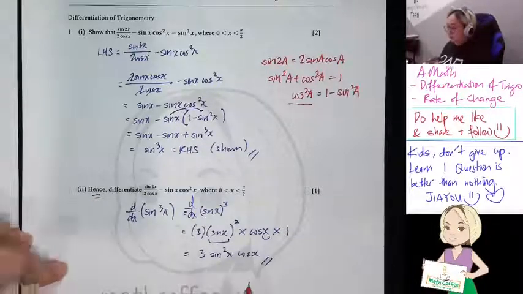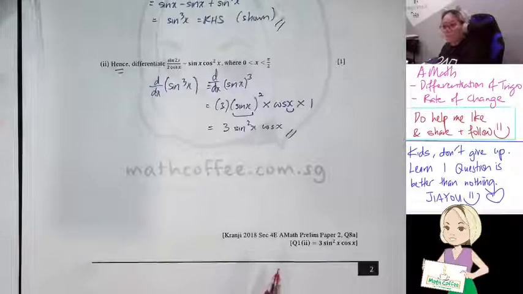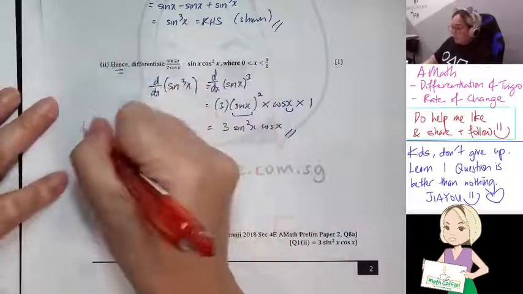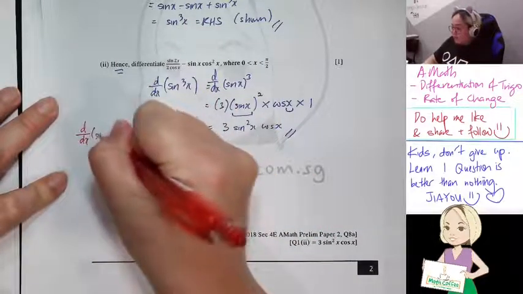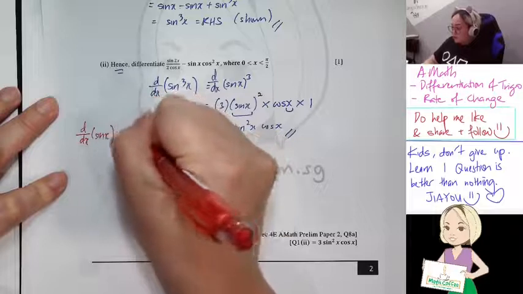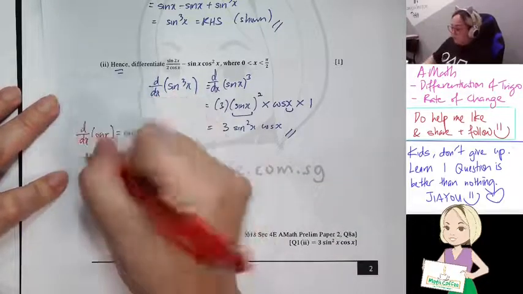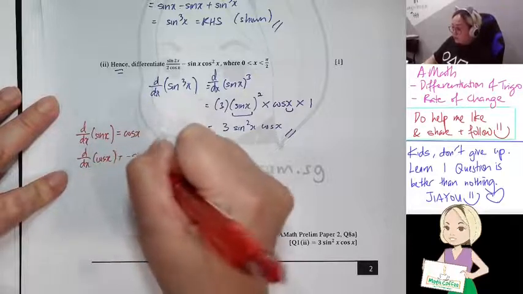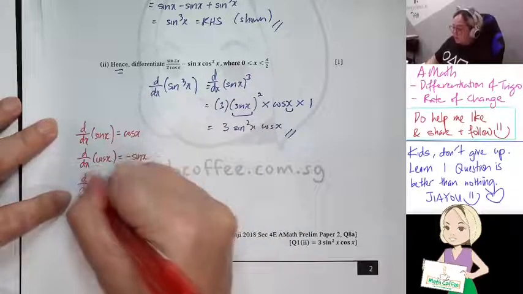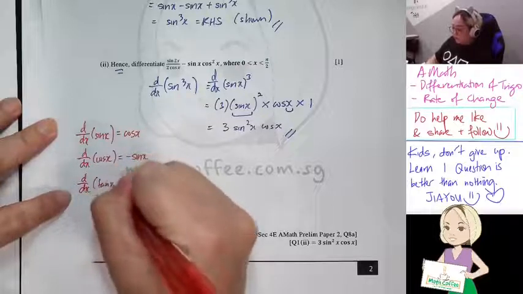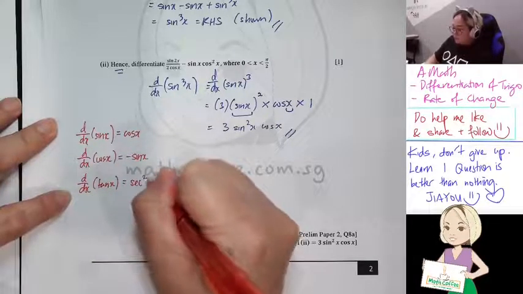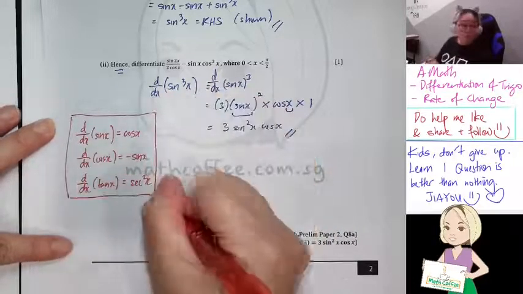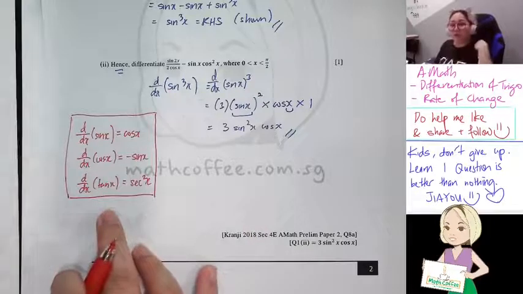Okay, and then I'm going to talk about differentiation of the Trigo, the three things that you need to remember. So when we want to differentiate sine x, you need to know it is cosine x. Okay, when you differentiate cosine x, it is equals to minus sine x. Okay, when you differentiate tangent x, it will be secant square x. Okay, so don't ask me how to derive this one. I only know how to use it. So you have to memorize this one.